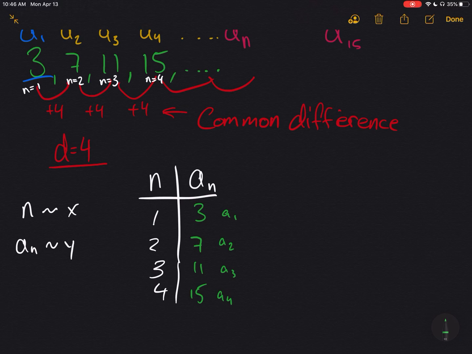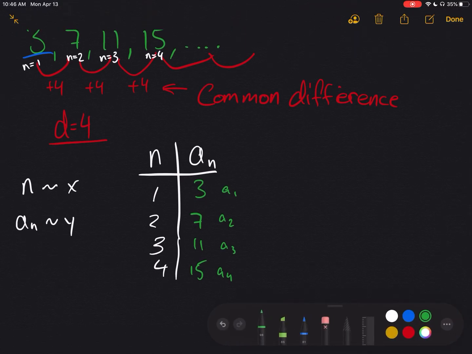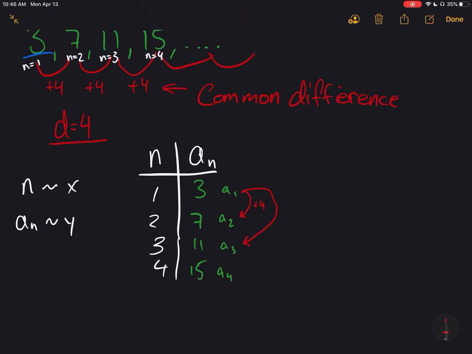Okay. Now, to get from A1 to A2, we added 4 once, right? To get from A1 to A3, I'm adding 4 twice. To get from A1 to A4, I'm adding 4 3 times, right? So hopefully you're starting to see a pattern. To get any number of terms, I'm adding my common difference n minus 1 times. So n being the term number, n minus 1 times.